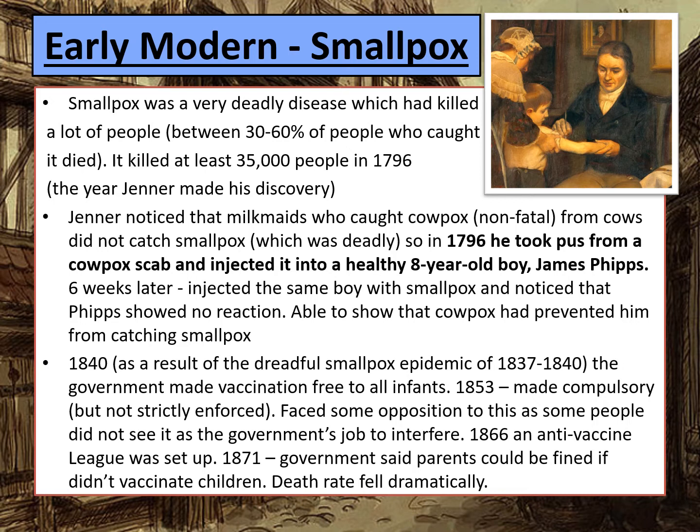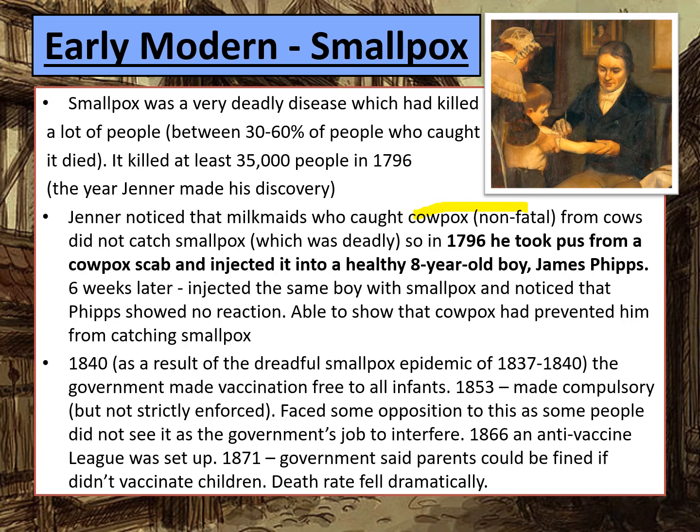So smallpox was a deadly disease that had killed a lot of people. For instance, in 1796 alone, one outbreak of this highly contagious disease killed 35,000 people. And that is the year that Jenner began working and made his discovery. So Jenner had basically used the kind of power of observation and had noticed that milkmaids who caught something called cowpox, which wasn't fatal, from cows, did not catch smallpox, which was deadly.